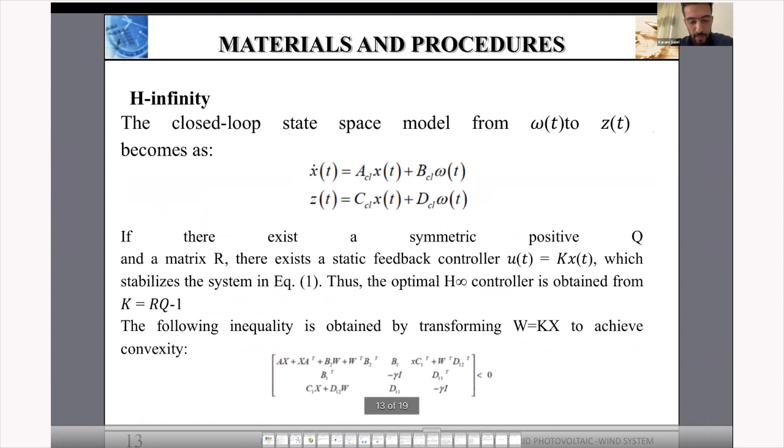H infinity. The closed loop state space model from omega t to z becomes as shown in the equation if there exists a symmetric positive Q and a matrix R. There exists a state feedback controller which stabilizes the system in equation one. The optimal H infinity controller is obtained from K equals R Q minus 1. The following inequality is obtained by transforming W equals QX to achieve convexity.